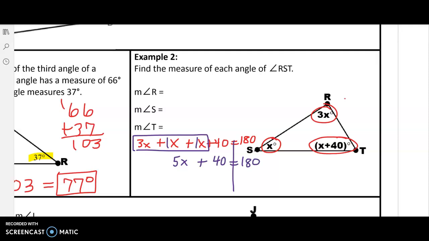Now to solve for x, we are going to subtract the 40 on the left so that it goes away because 40 minus 40 is 0. But if I do it on the left, I need to also do it on the right. So now we've got 5x equals 140. And then we divide by 5 to get rid of the 5 in front of the x because 5 divided by 5 is 1. So we have found that x is equal to 28.